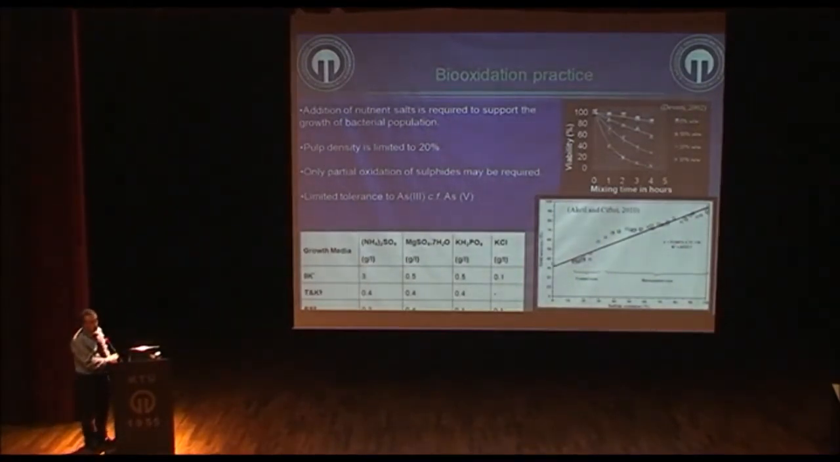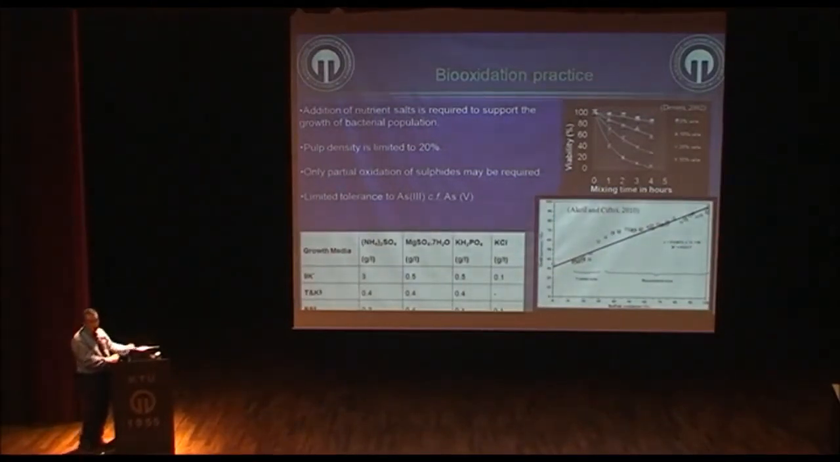And to increase the oxygen transfer rate, we need to increase the mixing rate. When you increase the mixing rate, it adversely affects the bacterial viability. It means you start killing the bacteria. So, in some cases, only partial oxidation of sulfides may be required for good gold recoveries in subsequent cyanidation. And we see from here, most often you don't need to oxidize all the sulfides.